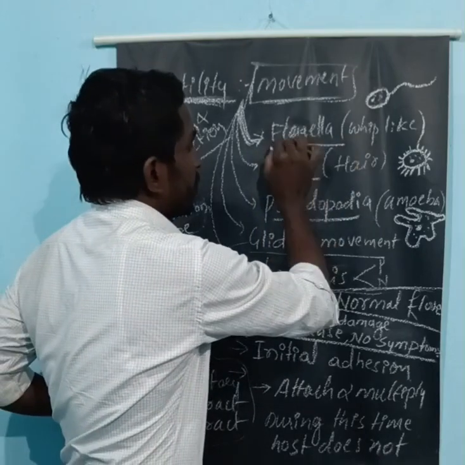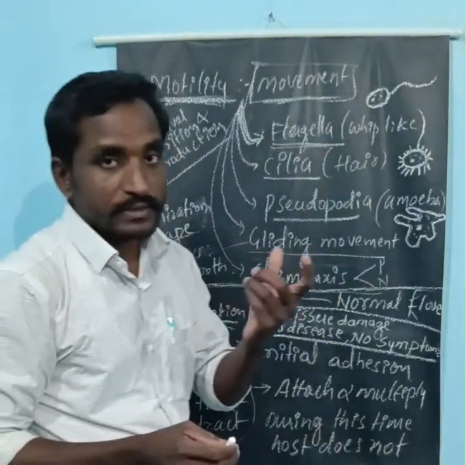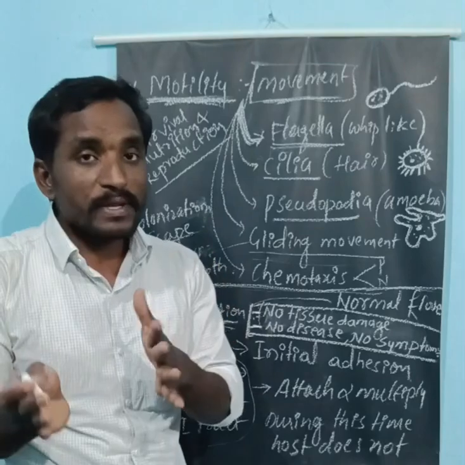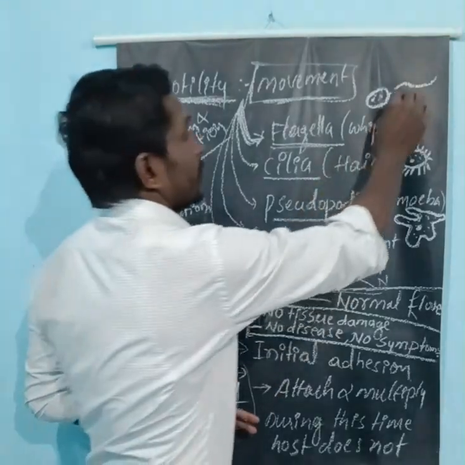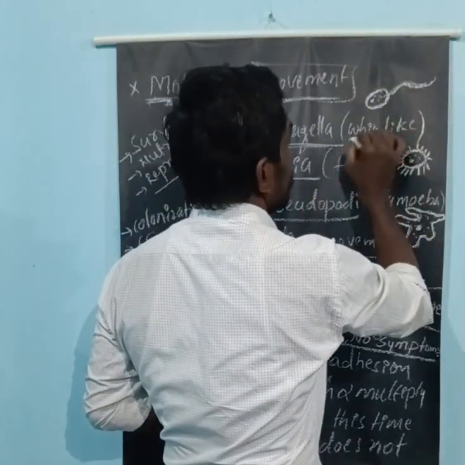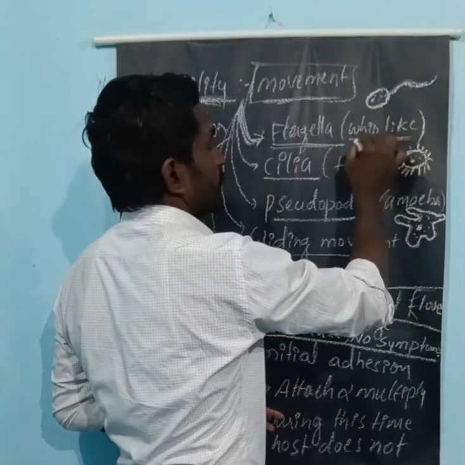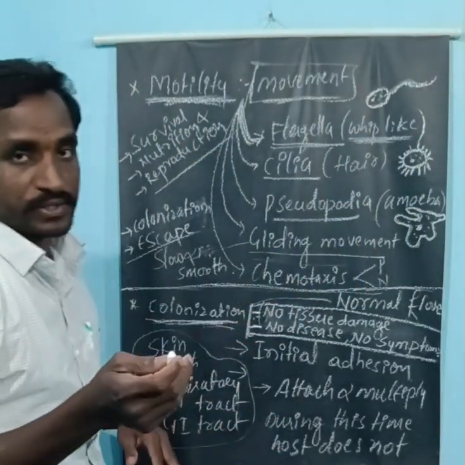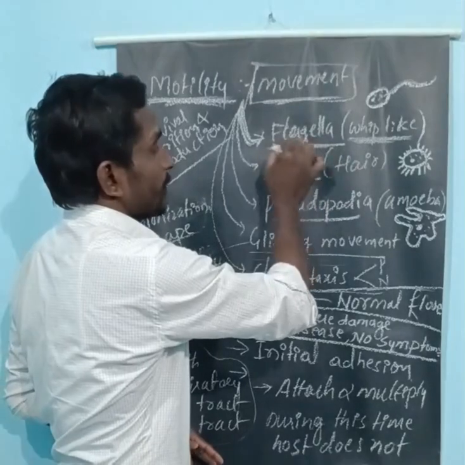In the case of flagella, microorganisms move from one place to another place with the help of a flagellum. It is a whip-like structure of microorganisms. It helps in the movement. So that is what we call flagella.